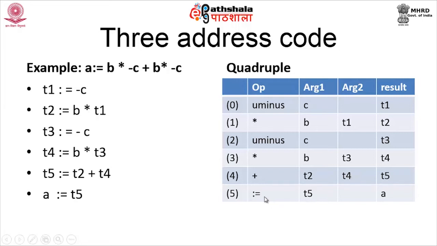And the last one is an assignment operator whose argument 1 is T5, there is no argument 2, and the result is put in A.